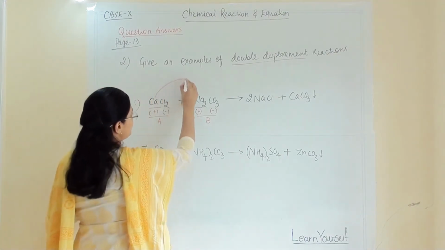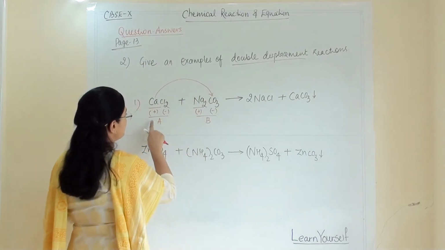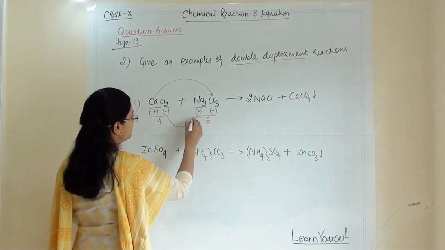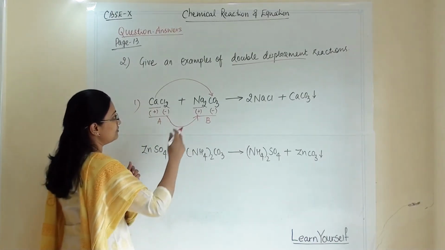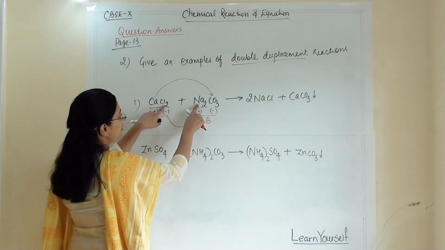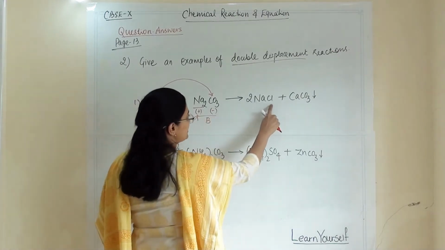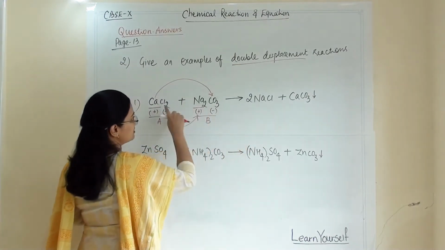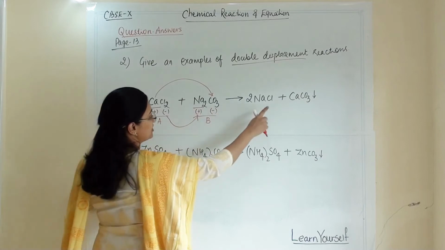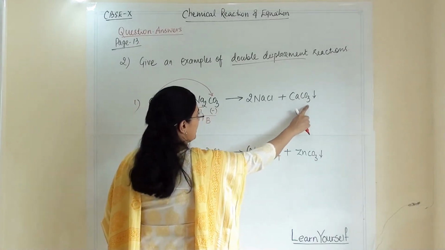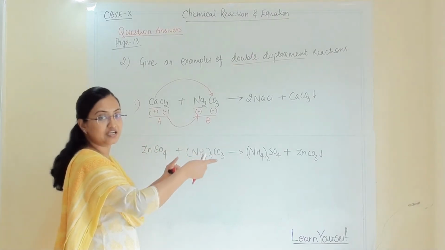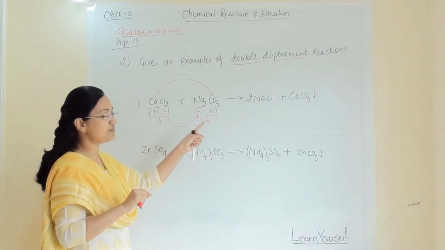So calcium will react with this positive, and this negative will react with this positive. Now let us see the result. Na will go with Cl, so it is NaCl. This we have balanced, so 2 is here. Now calcium will go with carbonate, so this is calcium carbonate. So this is double displacement. They are interchanging their ions, so that's why it is double displacement.